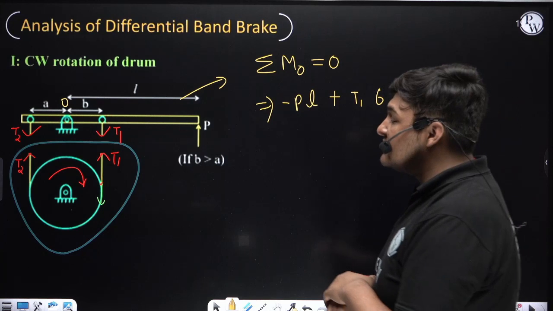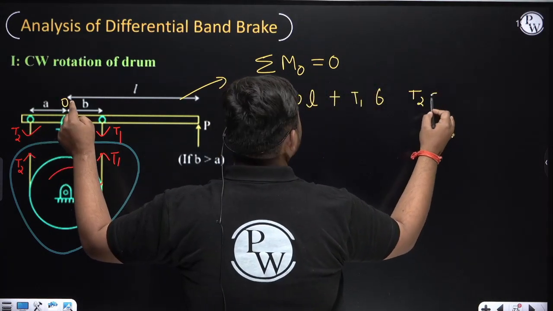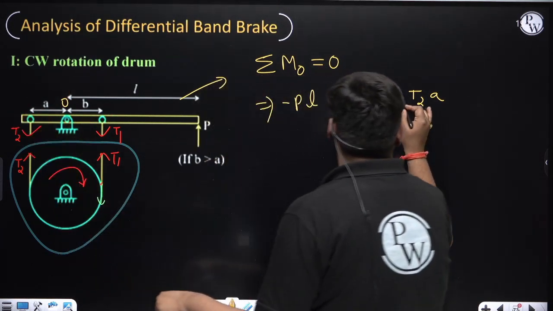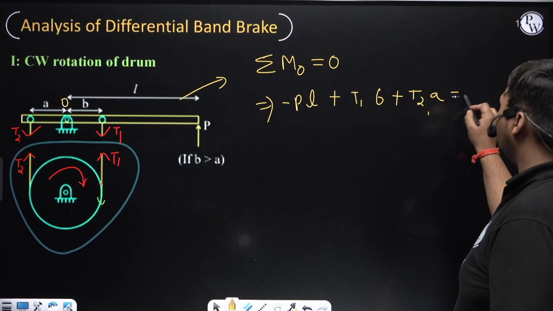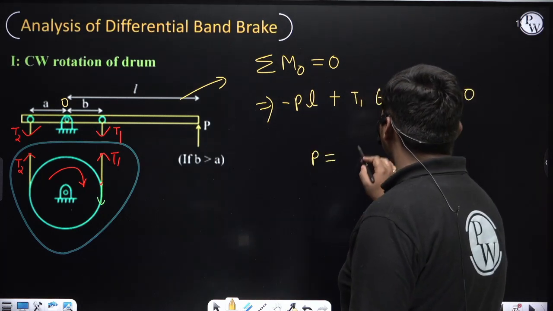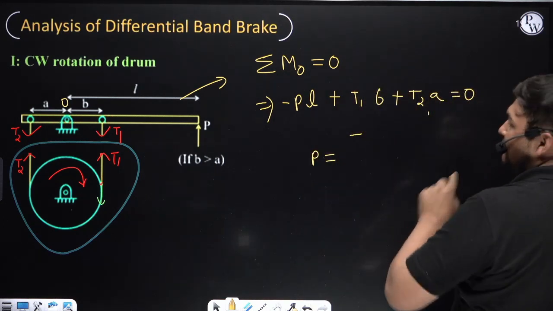Now the moment of tension T2: it is T2, its perpendicular distance from O is A. Now the direction of movement about O is anti-clockwise. I am taking anti-clockwise direction as positive. Now this is equal to 0. From this equation, if you calculate the value of P, it will be, it is minus. So this minus will come to this side, it will become plus.